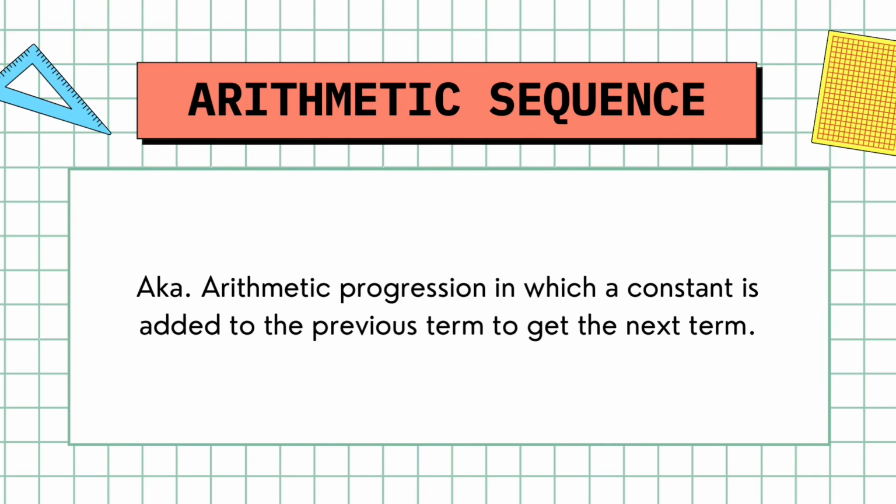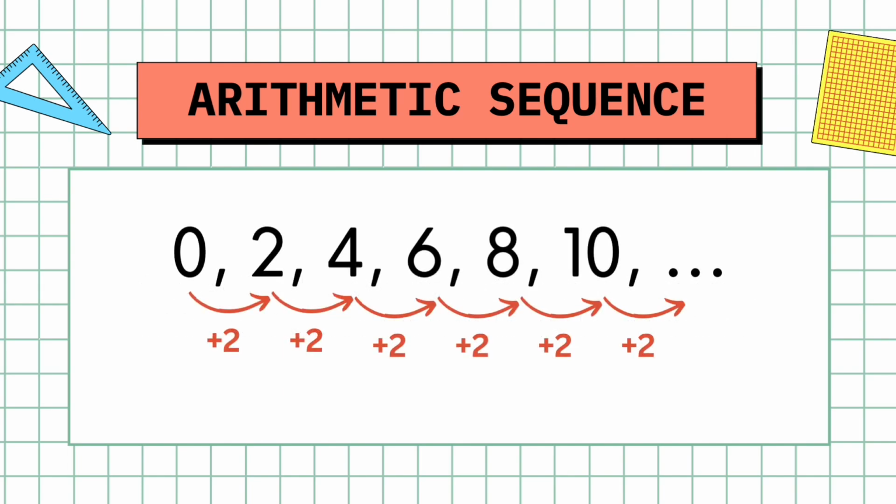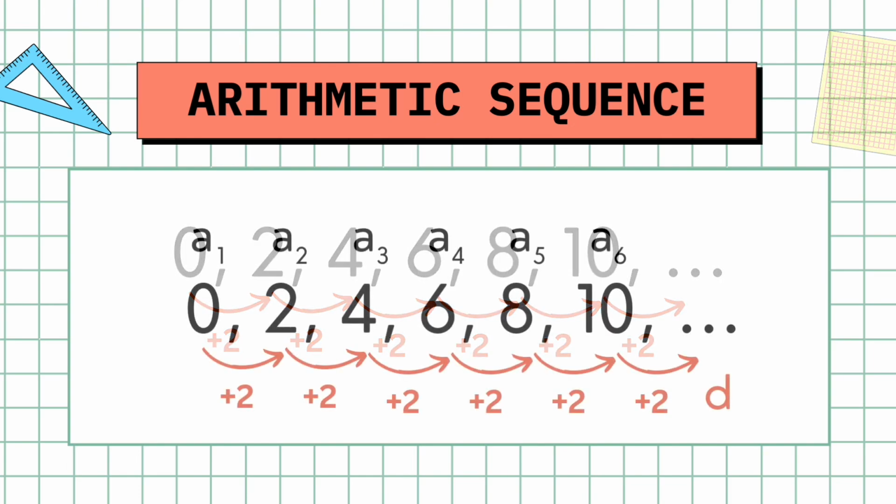Arithmetic sequence is also known as arithmetic progression, wherein a constant is added to the previous term to get the next term. We call this constant the difference or the common difference, which we denote by D. So for example, we have 0, 2, 4, 6, 8, and 10. We just add 2 to get the next term. So D is equal to 2. So 0 plus 2 is 2, 2 plus 2 is equal to 4, and so on and so forth.